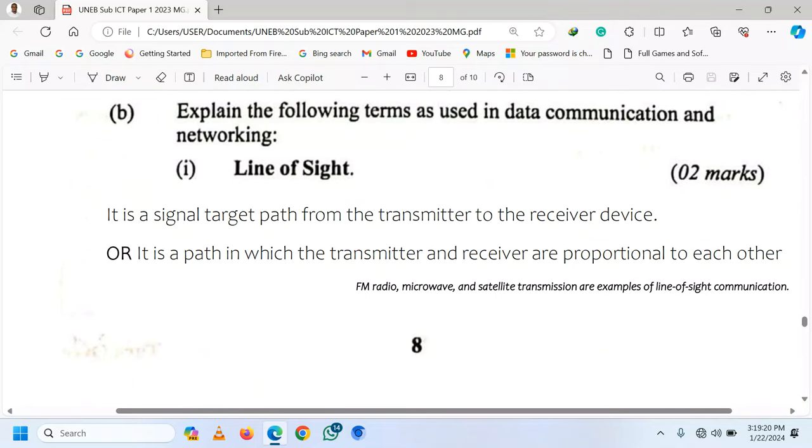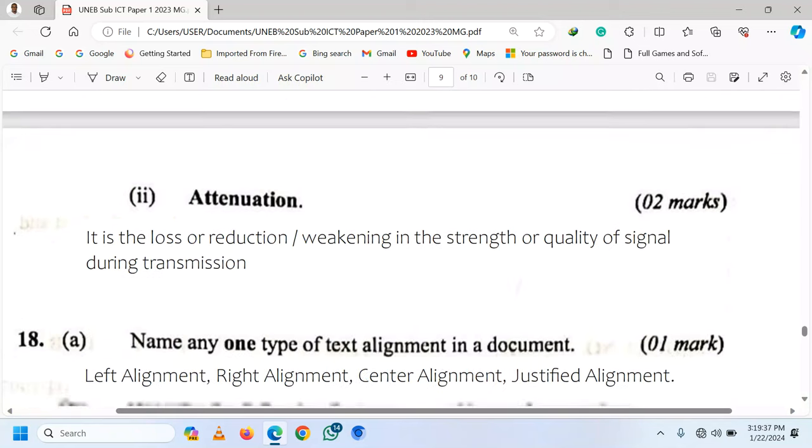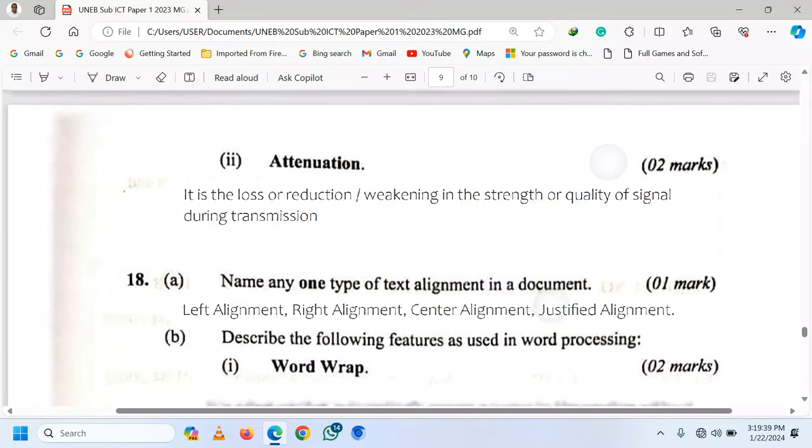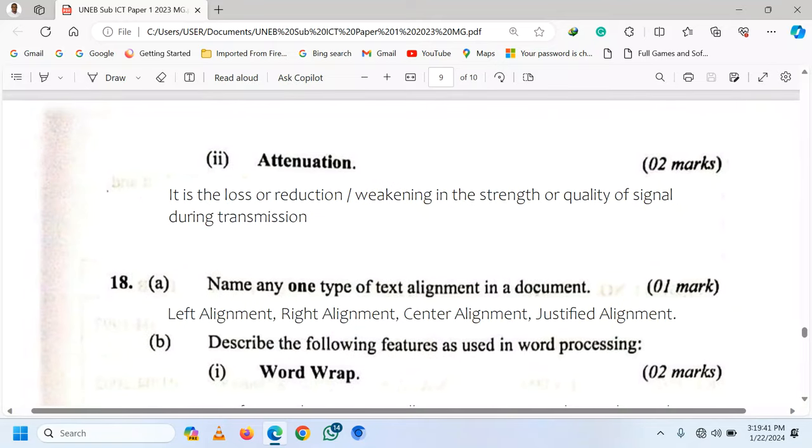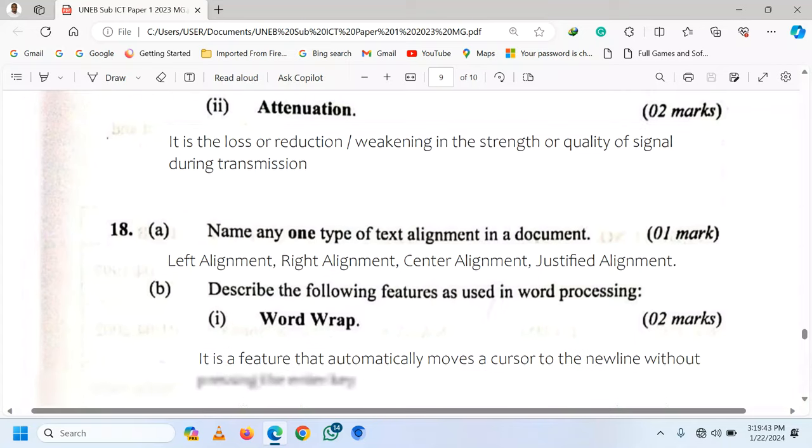Part B, we were asked to explain the following terms as used in data communication and networking. Roman 1 is line of sight. These are 2 responses. You can pick one to explain what line of sight is. And here I've provided some examples. Then you are asked also to explain what attenuation is. And that is the response.